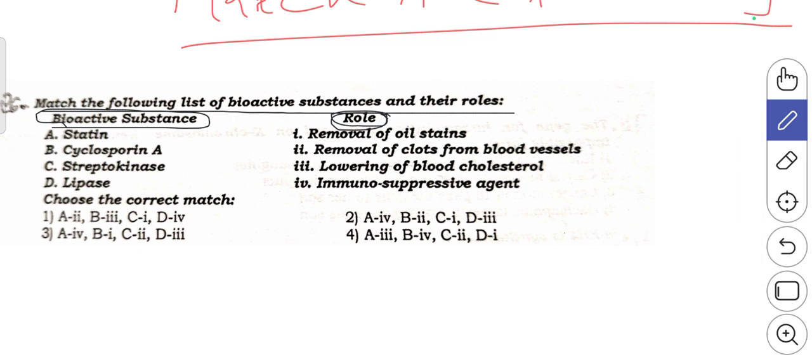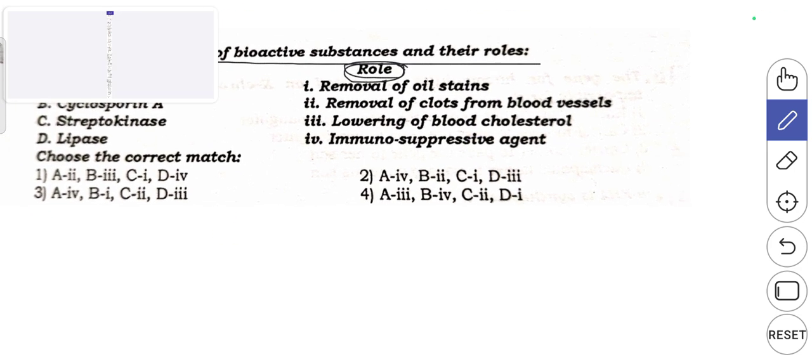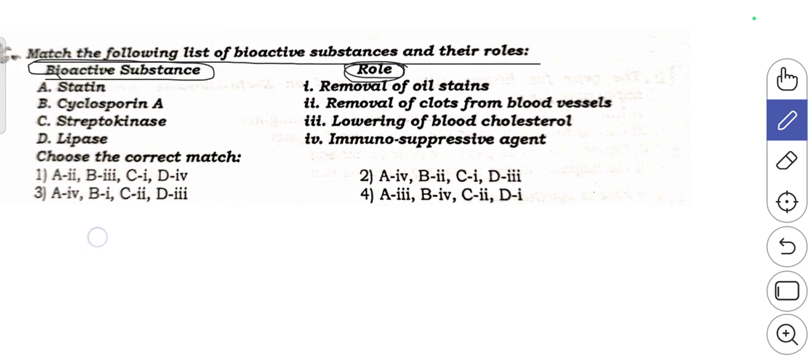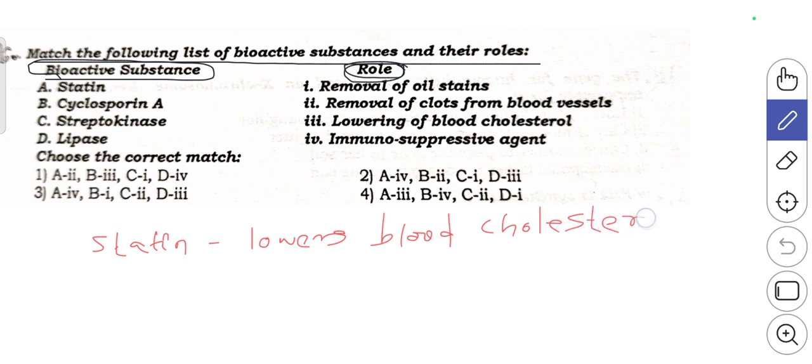As you all know, this statin will reduce the cholesterol level. So statin lowers blood cholesterol. Have they given it here or not? Let's see. See here they have given, that is the third one, lowering blood cholesterol. So this is true here.